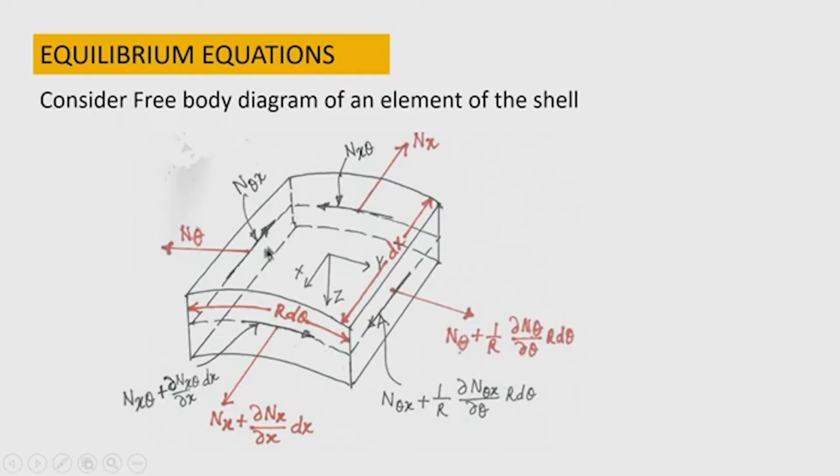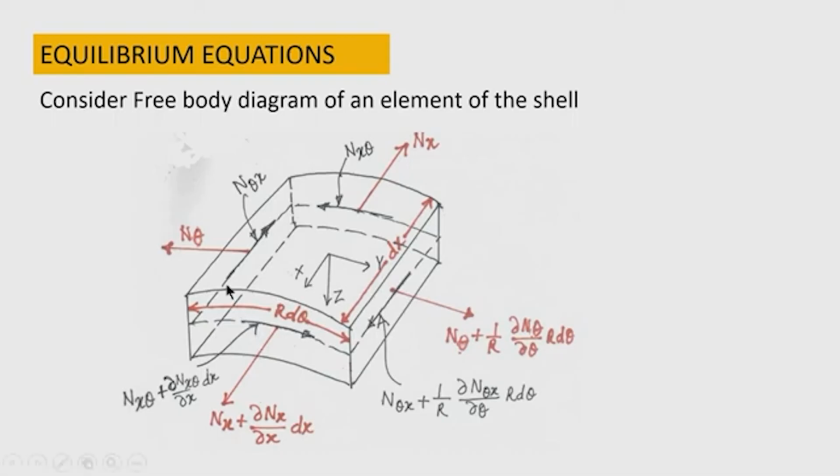Now, let me see the shearing forces in one edge, that is the edge which is parallel to the circumferential direction. There the membrane force is n x theta, and in the opposite edge the increment will take place in a length of dx. So, therefore, n x theta plus del n x theta by del x into dx is the membrane force at the opposite edge.